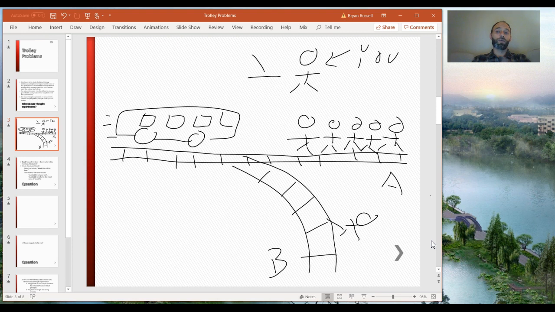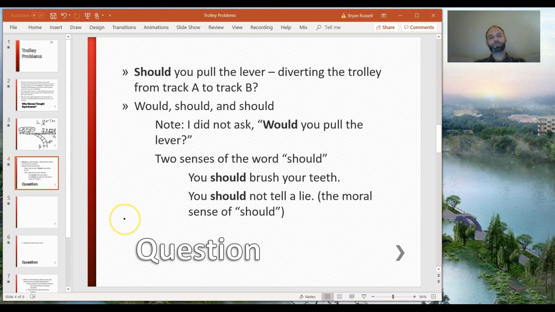So now I'm going to ask you a question about this scenario. And the question is this. Should you, in this scenario, pull the lever diverting the trolley from track A to track B?